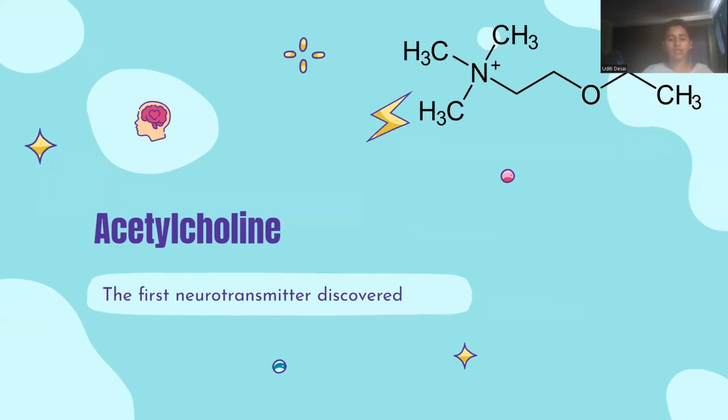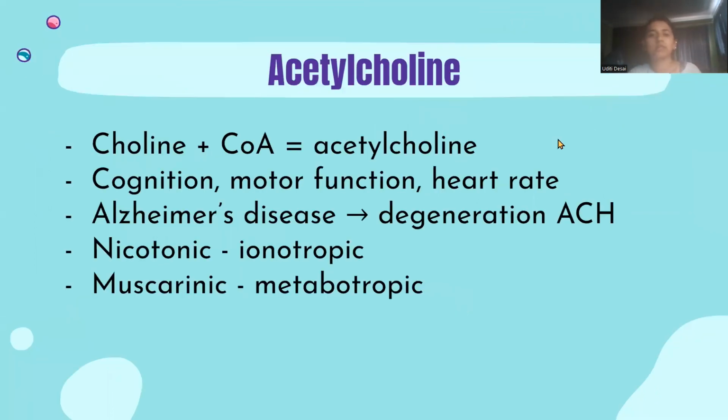Acetylcholine is found in both the central and peripheral nervous systems. Choline is taken up by the neuron when the enzyme choline acetyltransferase is present. Choline will combine with coenzyme A to produce acetylcholine. And the synthesis usually depends on whether or not these are available and how active the neurons are.